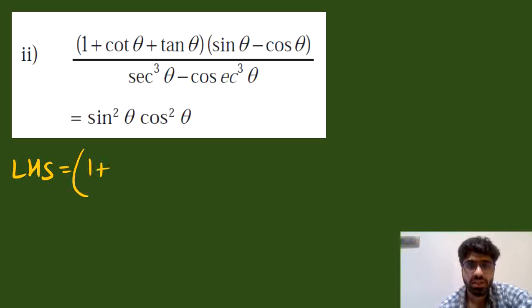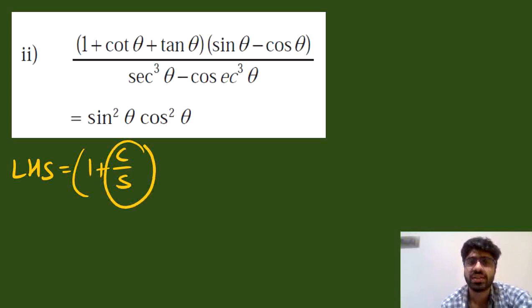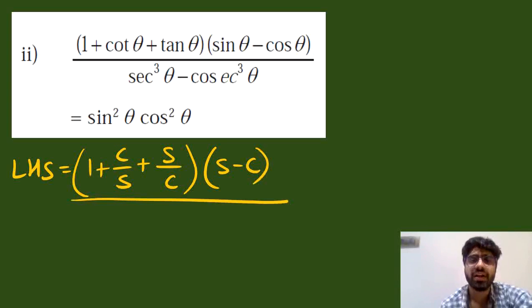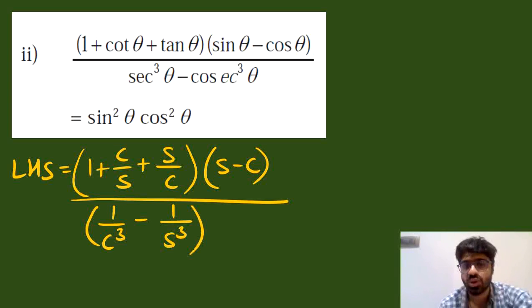So we have 1 plus cot theta, which is cos theta upon sine theta. Just for a shorter terminology and to save time, I am writing these kinds of expressions, but in your exams, you should write full cos theta and sine theta. Plus tan theta would be sine theta upon cos theta. Sine and cos, let them remain the way they are. Divided by the denominator, which will be sec cube theta is 1 upon cos cube theta minus 1 upon cosec cube theta is 1 upon sine cube theta.